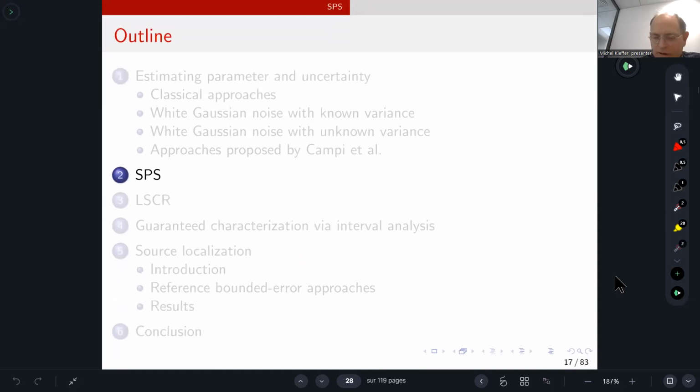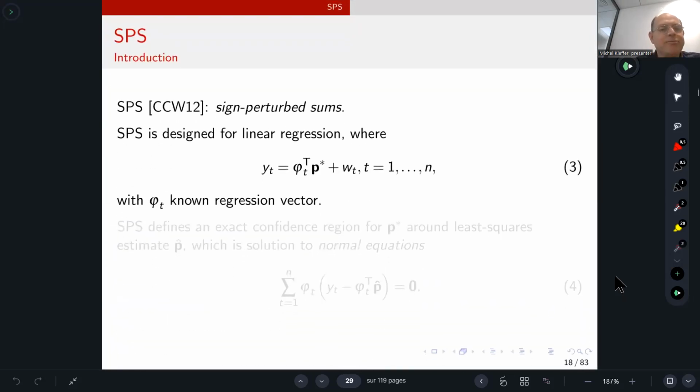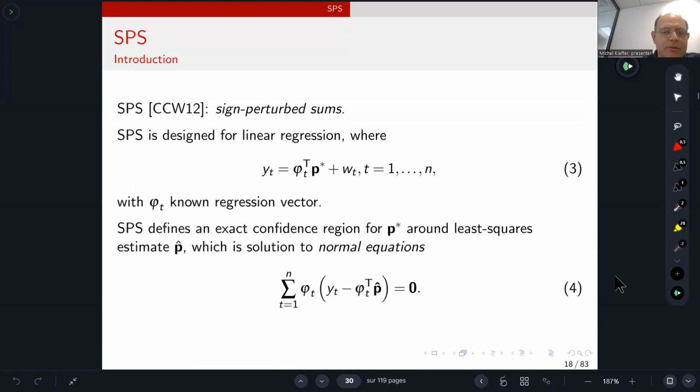So I will start with SPS. SPS stands for sign perturbed sums. This type of approach is designed for models which are linear in the parameters. So we assume that we have a linear regression model, a model linear in the parameters, which is corrupted by some noise. And here phi is a known regressor vector.